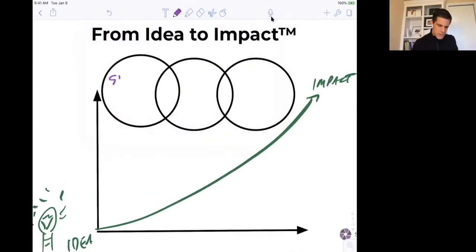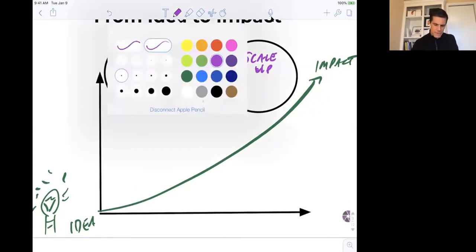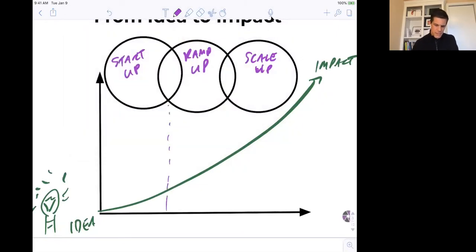The first stage is what we call the startup stage or the startup phase. The second is ramp up. And the third is the scale up phase. And this is, by the way, you should be drawing along, because as you write this down, it's going to help you internalize this. And throughout that journey, from startup to ramp up to scale up, we can kind of section these out a little bit.